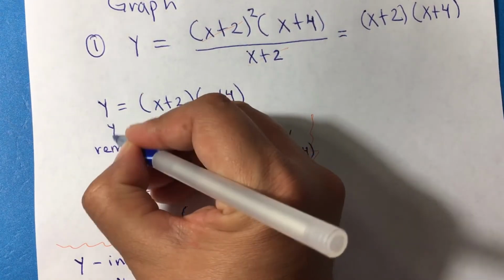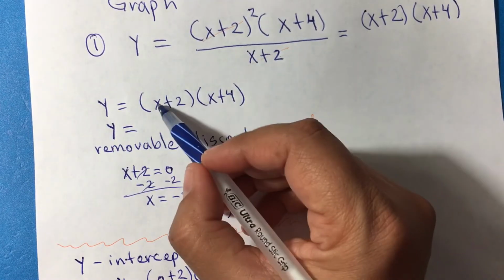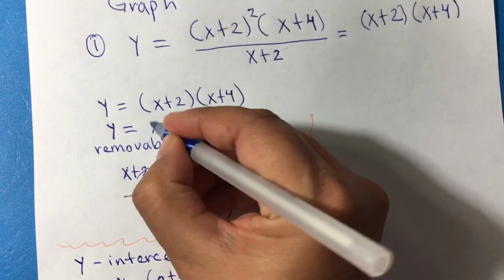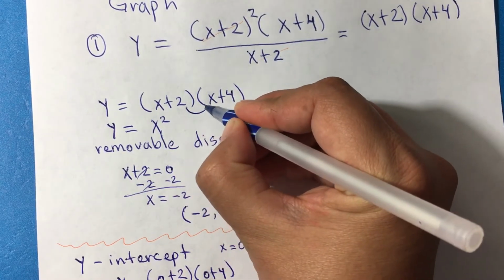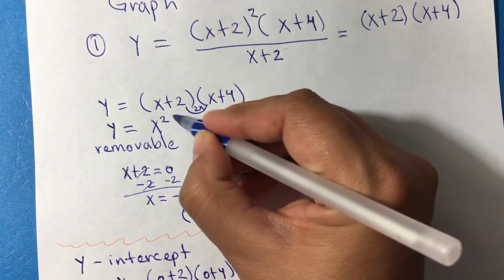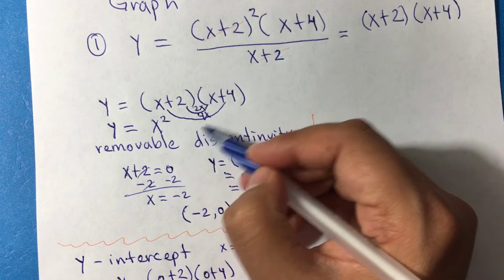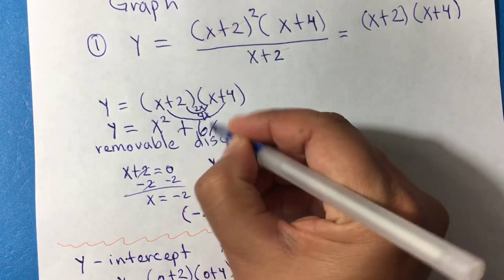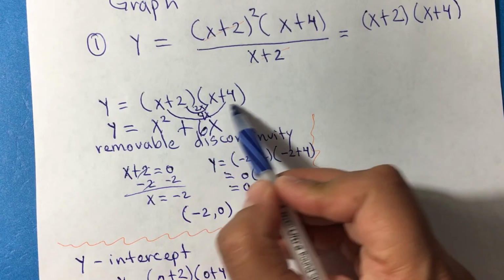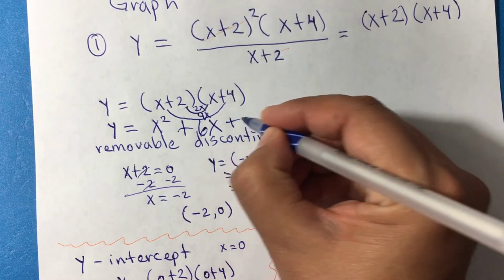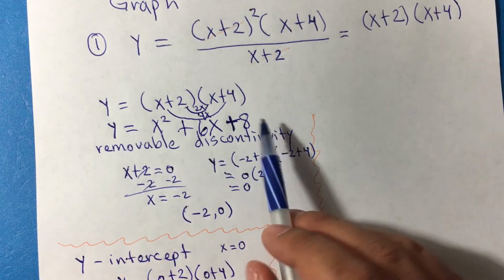So we're going to put y equals, for the first term, x times x, which is x squared. For the middle term, remember the FOIL: 2 times x is 2x, x times 4 is 4x. Together, 2x and 4x is plus 6x. Finally, for the last term, 2 times 4 is 8. So this is now my quadratic equation.